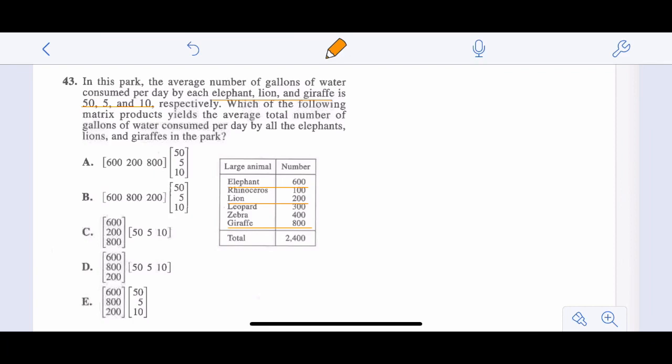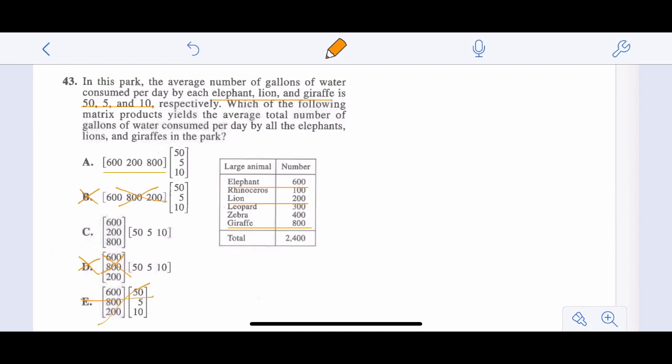So if you know matrices, you can easily eliminate choice E, because you're going to have columns and rows. The columns in the first have to equal the number of rows in the second. So then we could have either A, B, C, or D, but let's look at respectively first. Elephant, lion, and giraffe in order: 600, 200, 800. So this one would work, 600, 200, 800. Choice B would not, because it's 600, 800, 200. Choice D would not. So even if you can't remember how to do the matrices for sure, you can just pay attention to the wording and know it's either A or C.